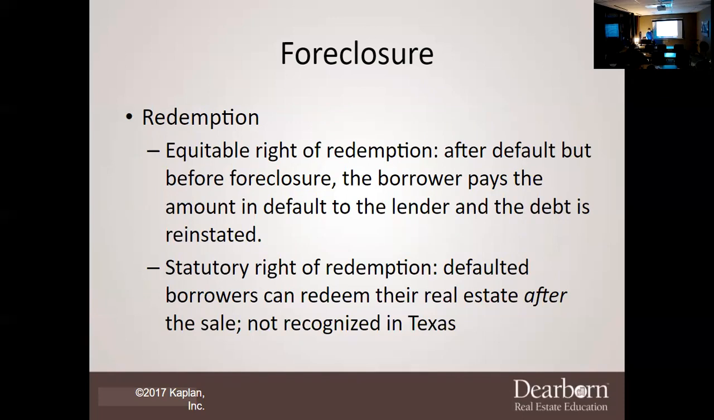In a foreclosure, there's what's called a redemption period in some areas, okay? And a redemption period basically is the equitable right of redemption after there's been default, but before the foreclosure, the borrower can pay their defaulted amount to the lender and their debt is reinstated and they can continue to pay. While with a statutory right of redemption, it's the defaulted borrowers can redeem their real estate after the sale. However, Texas does not recognize a statutory. We recognize an equitable, but we don't recognize a statutory. Okay, very key there.